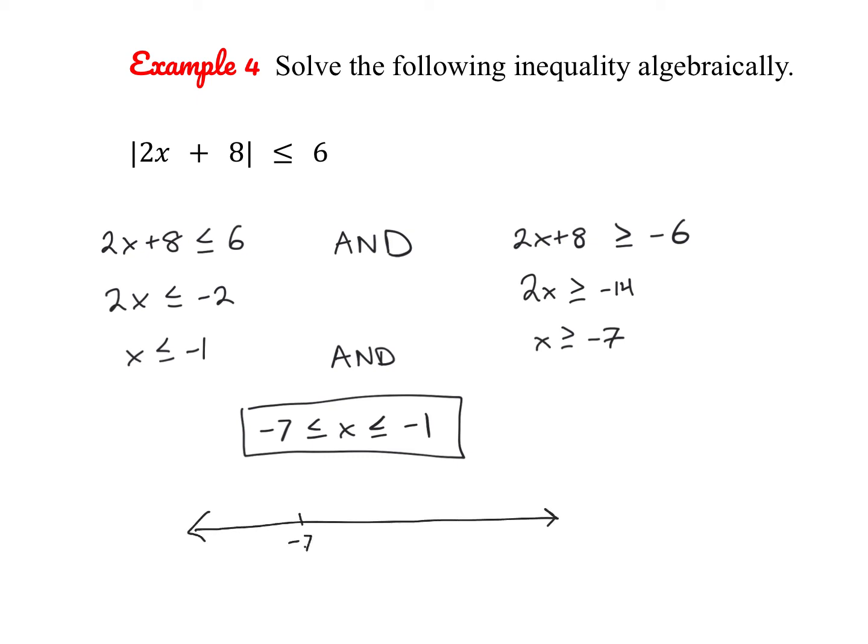So here's negative 7, here's negative 1. Our solution says it's everything less than or equal to negative 1, which would be like this, and everything greater than or equal to negative 7, which would be like this. Now, since it's this and this, it has to work for both inequalities, which means your final answer is going to be where your lines essentially overlap. So our final answer would be this region, the region that works for both inequalities, which is why we're going to write it as a single inequality.